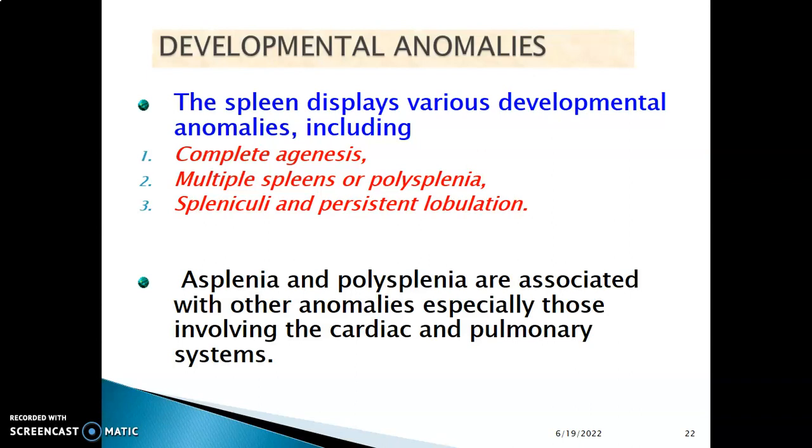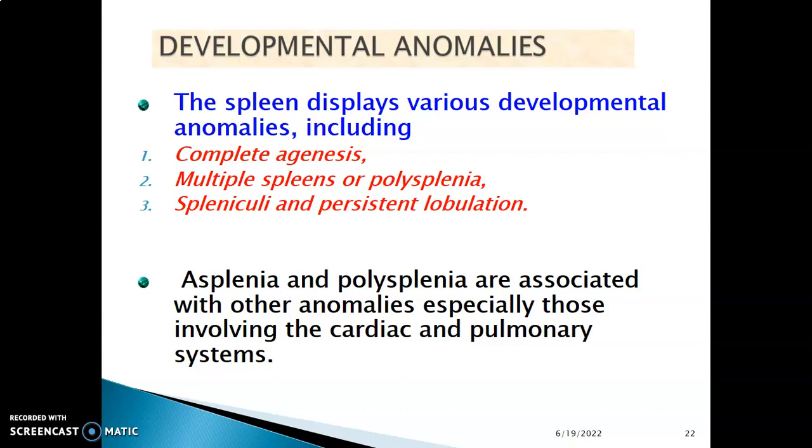We have various developmental anomalies of the spleen. You can have complete agenesis of the spleen, where it doesn't develop. You can have multiple spleens, which is called polysplenia. Remember, the spleen usually has various origins that fuse. If they fail to fuse, you can have multiple spleens or polysplenia. Then you can have spleniculi, or persistent lobulation of the spleen.